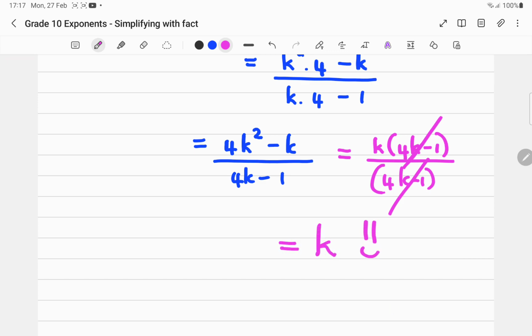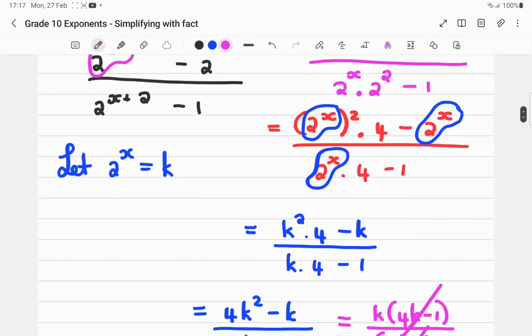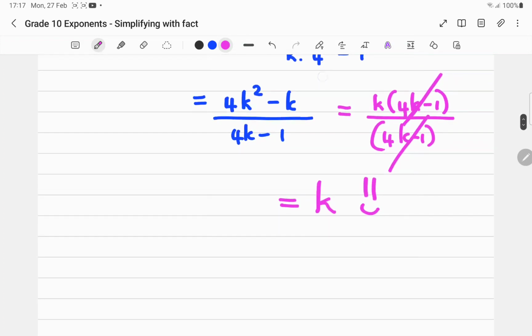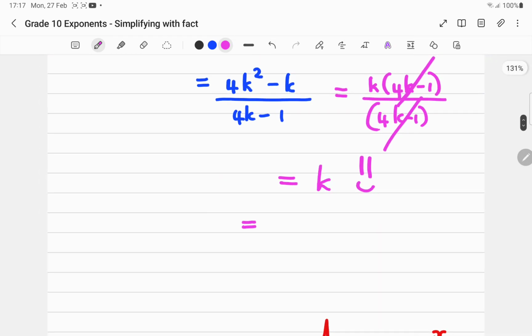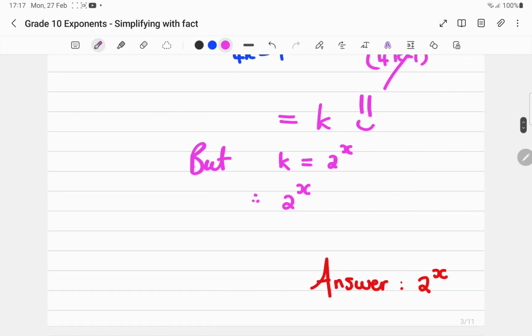And lots of you stop there and say, yay, my answer is k. But you must go back, because your answer is actually not in fact k, it's 2 to the power x. Okay, so just remember to go and replace now. That k is not k, but k is equal to 2 to the power x. Thus, your answer is 2 to the power x. Okay, and I know you shouldn't have equals equals. All right. You can say but k is 2 to the power x, thus it's 2 to the power x.